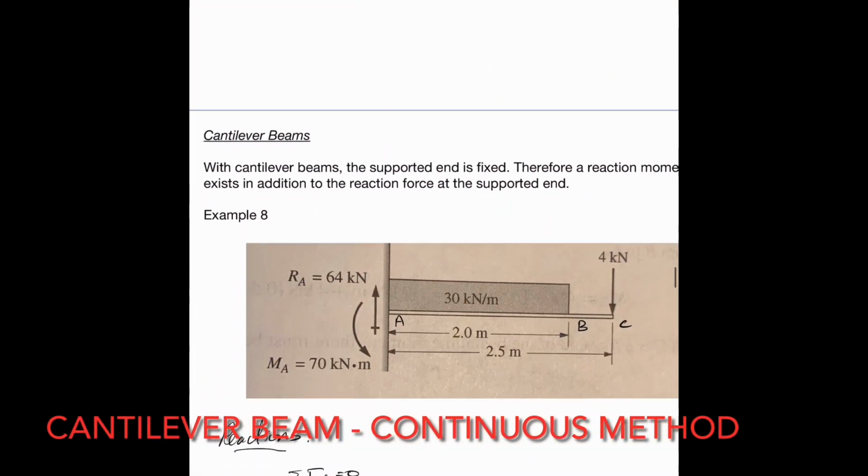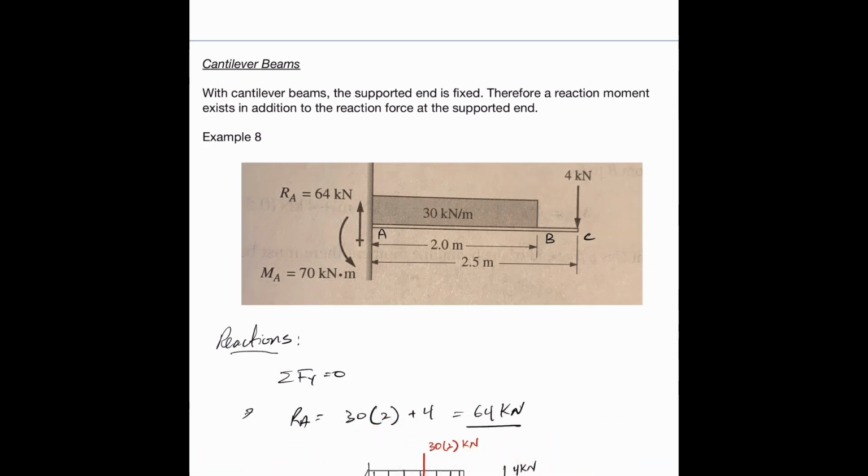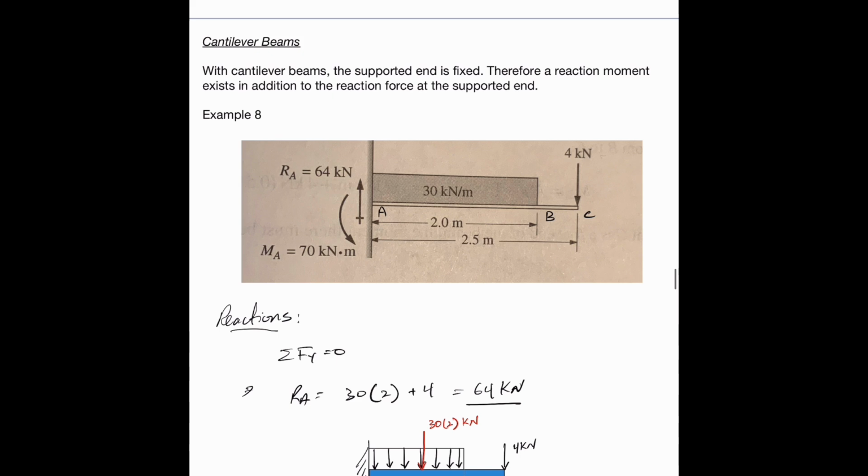Lastly in this video, we'll look at cantilever beams, the continuous method. I'm not going to go through this calculation because it's the same thing repeating over and over. In this case, we have a cantilever beam. The reactions are given here, but you need to calculate them. You take moments about A, and again we apply our equivalent load, which will be 30 kilonewtons by 2, acting in the center, so the distance here will be 1 meter.